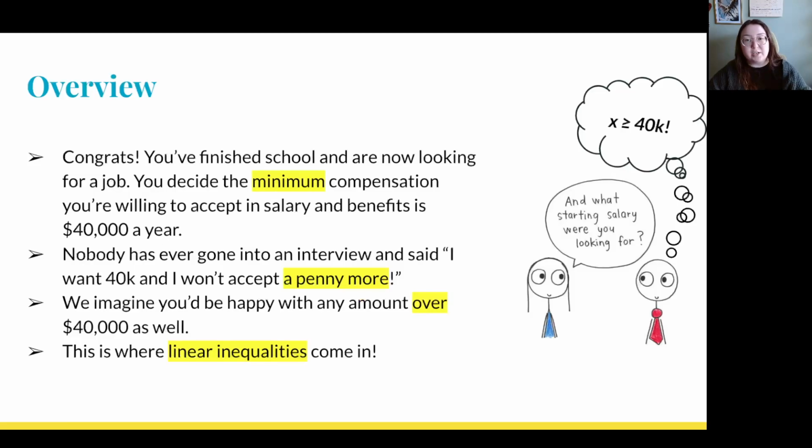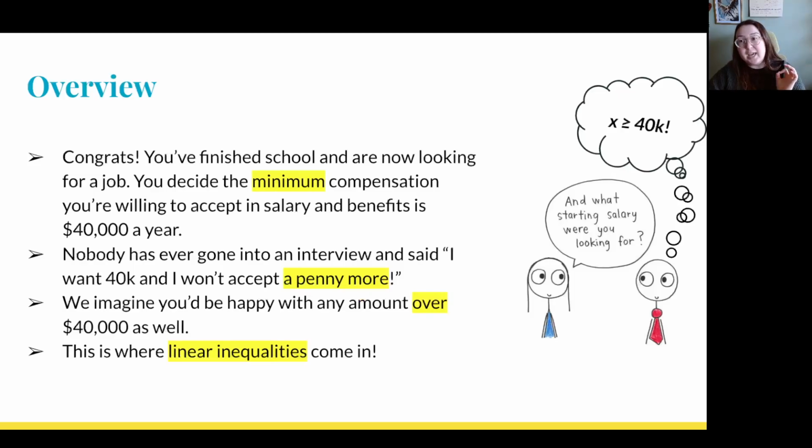Nobody has ever gone into an interview and said, I want $40,000 and I won't accept a penny more. Typically, we would imagine we'd be happy with any amount over 40,000 as well. And that's more of where linear inequalities come in. So we have a little cartoon here. What salary were you looking for? And then we have the person thinking to themselves, greater than or equal to 40,000.